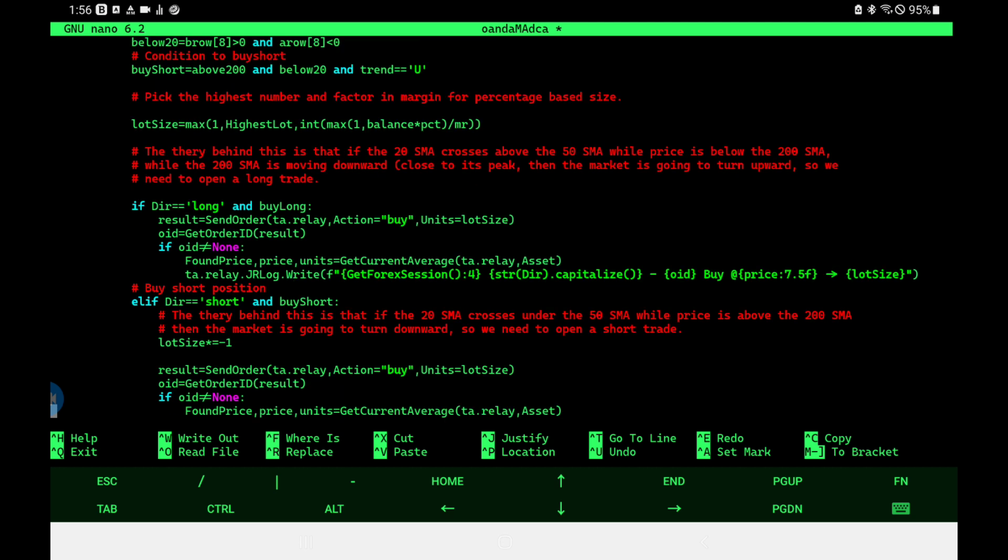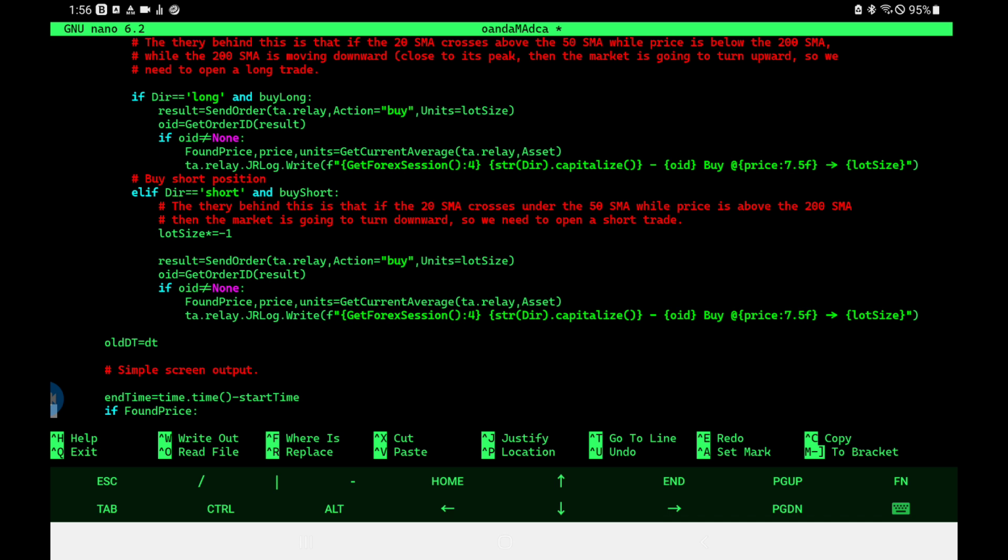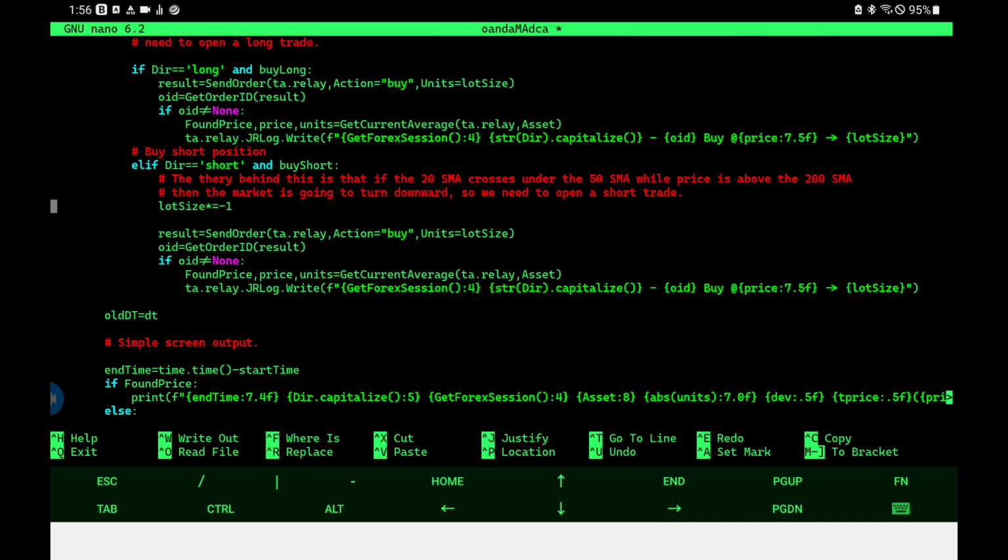Now we get down into the actual purchase part. So right here, if it's a long and buy long, so if the mathematics say we should buy a long position and the direction we want to trade in is the long position, then we place the trade. Now, since buy long has automatically worked out whether or not the moving average is taking place, then we are good to go. Short, sweet, and simple.